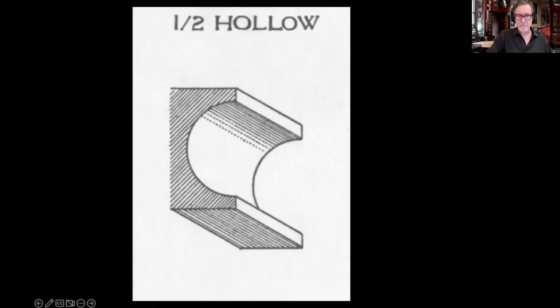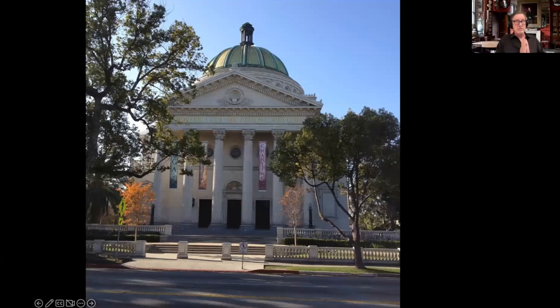Okay, so let's talk about the half hollow. I have a really good example for you. So this is a wonderful building in Los Angeles that I highly recommend you visit. It's the Second Church of Christ Scientist in the West Adams district in LA. It was built in 1910, and the architect was Alfred Rosenheim. It's a wonderful example of a full-blown Corinthian classical church, domed church. In Los Angeles, wonderful building that few people know about.